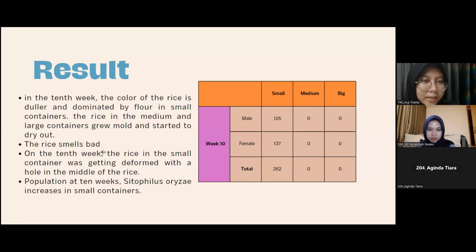In the 10th week, the color of the rice is duller and dominated by flour in the small containers. The rice in the medium and large containers grew mold and started to dry out, and the rice smells bad. In the 10th week, the rice in the small container was getting deformed with a hole in the middle of the rice. And the last, population at 10 weeks, Sitophilus oryzae increases in small containers.